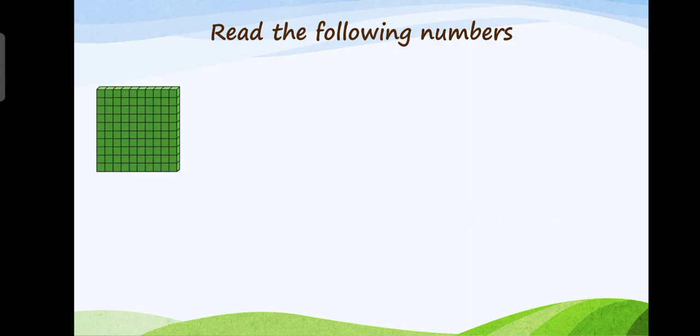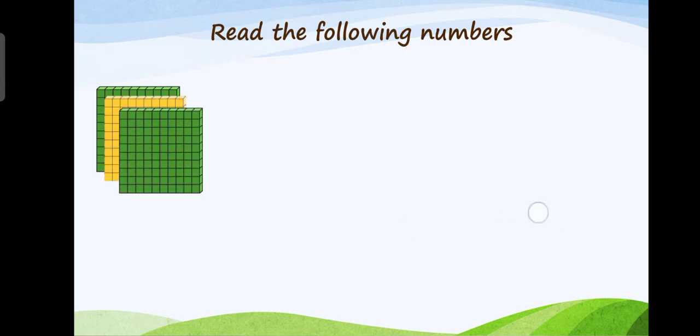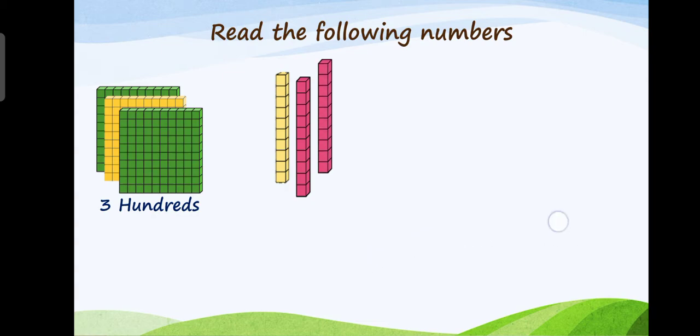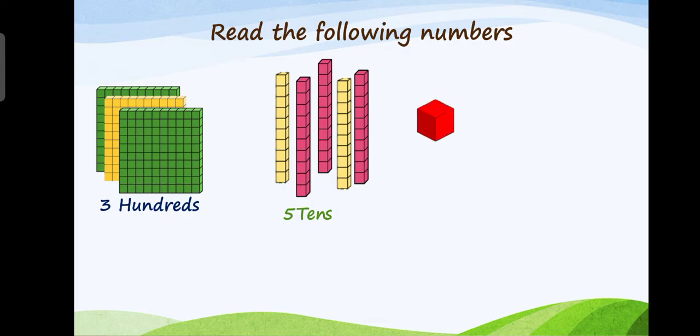Now we need to read the following numbers. The numbers will be represented by blocks. This block represents 100. How many blocks of 100 are there? 1, 2, 3, 300. And 1, 2, 3, 4, 5 tens. And from this block that represents ones, 1, 2, 2 ones.